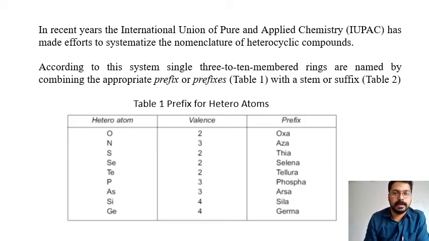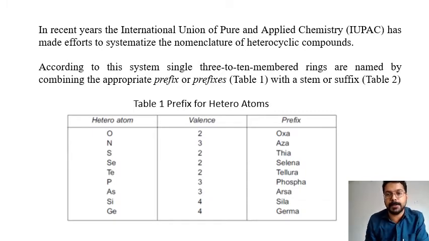Recently IUPAC has made some efforts in systematizing the nomenclature for the heterocyclic compounds. Okay? So if you take a single ring compound, 3-membered, 4, 5, 6, etc. up to 10 membered heterocycle, you can see that the name is divided into two parts: a prefix and a stem or suffix.